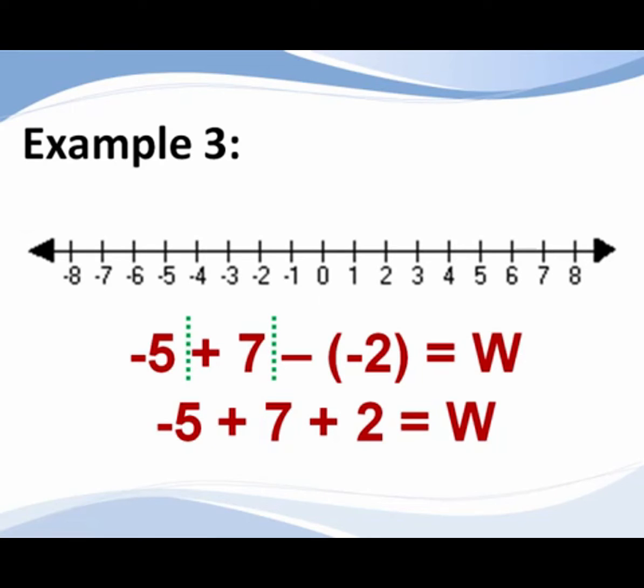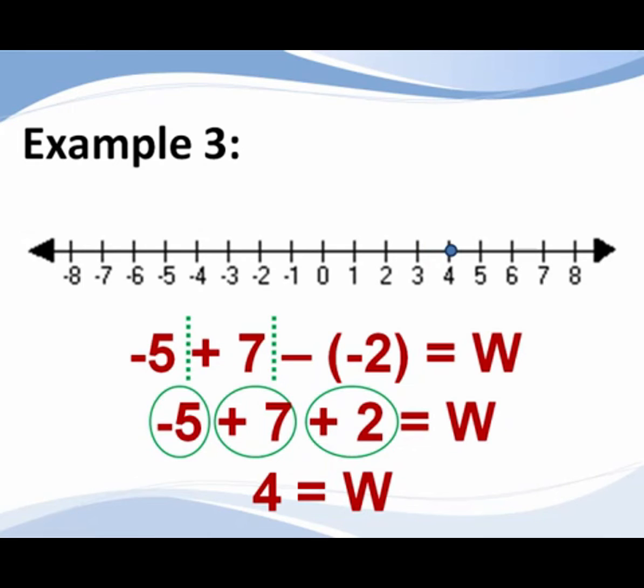We are going to start at -5, where you're going to move 7 spaces to the right, and then we're going to move an additional 2 spaces to the right. Therefore, W is equal to 4.